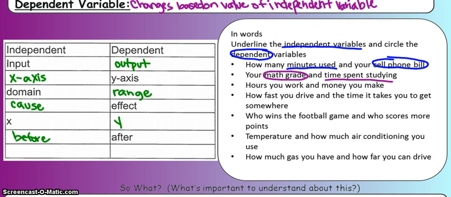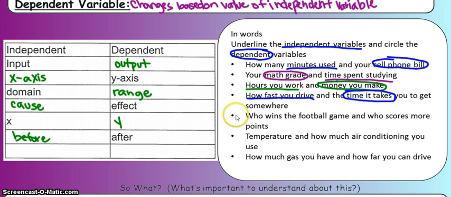Alright? Hours you work and money you make. This could kind of go either way, but usually in most jobs it depends on the hours you work and then you can make your money. Okay? How fast you drive and the time it takes you to get somewhere. Well, if you're following the speed limits, usually it's how fast you drive and then the time it takes to get somewhere.